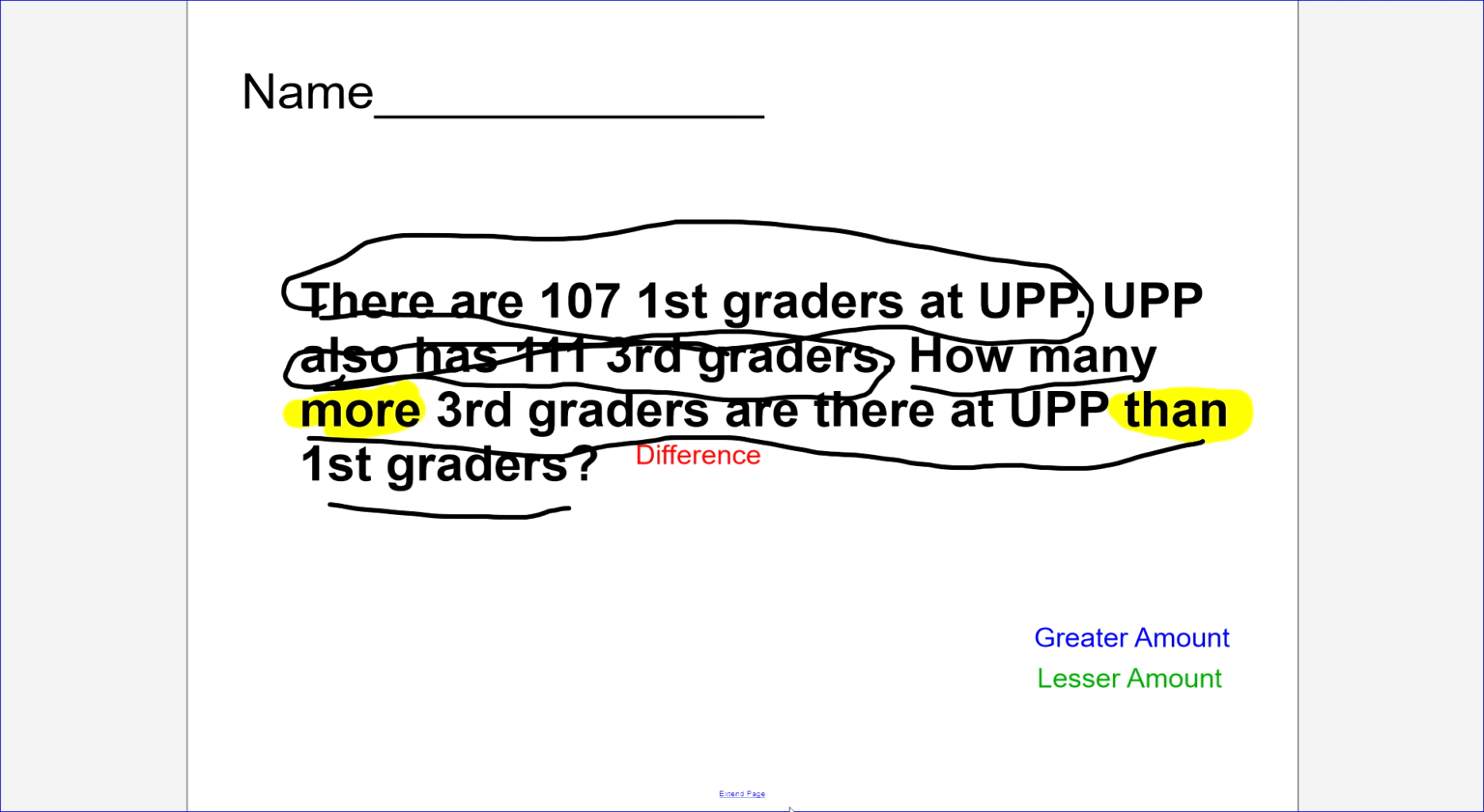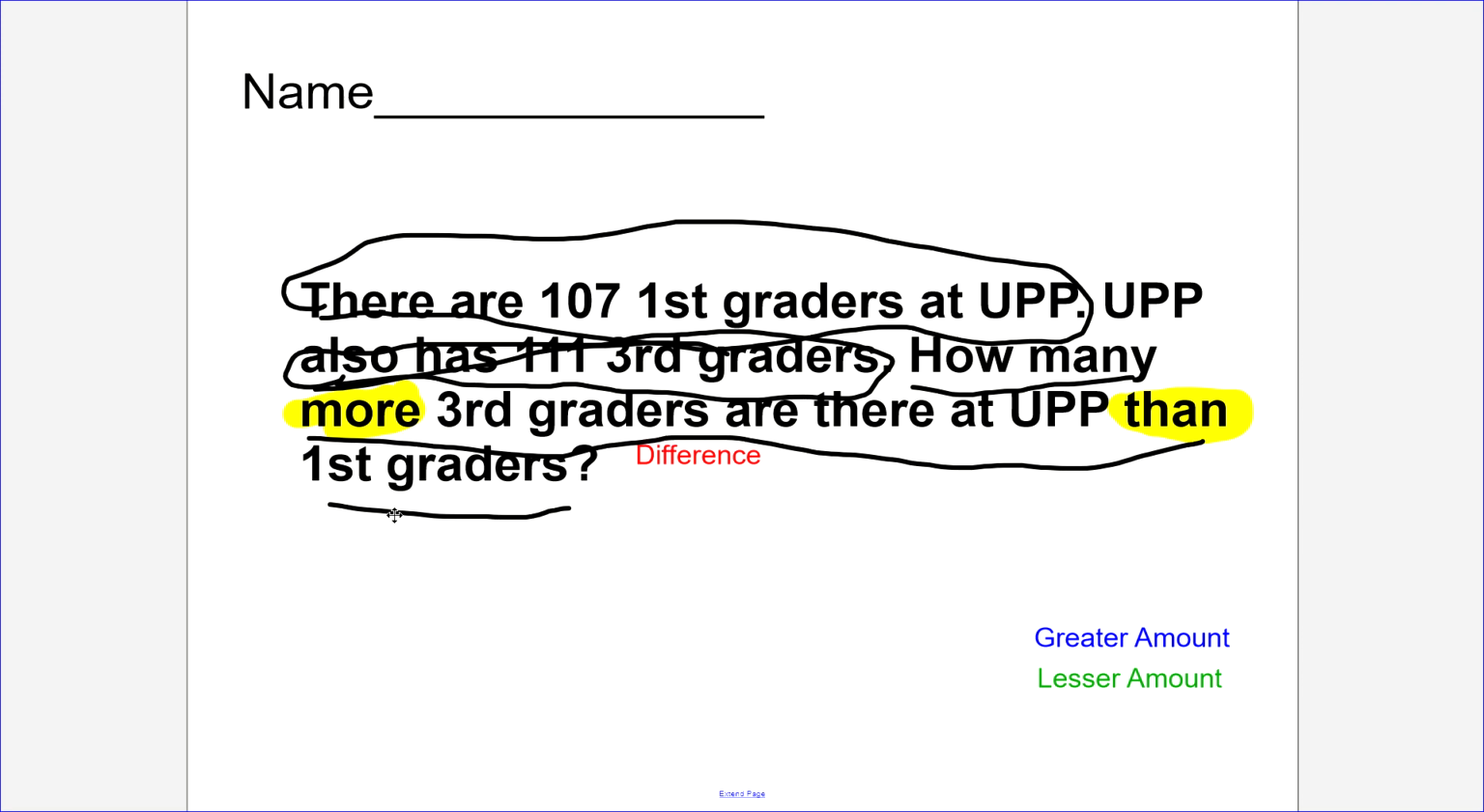Now, third grade, we need to figure out which is the greater amount and which is the lesser amount. We know our two amounts are the number of first graders and the number of third graders. We can use the key words in the question to help us. This problem is also unique because we know how many first graders there are, 107, and we also know how many third graders there are, 111. It's easy for us to look at those numbers and see which one is greater or smaller, but we can also use the keywords to help us. We know that there are more third graders than first graders.